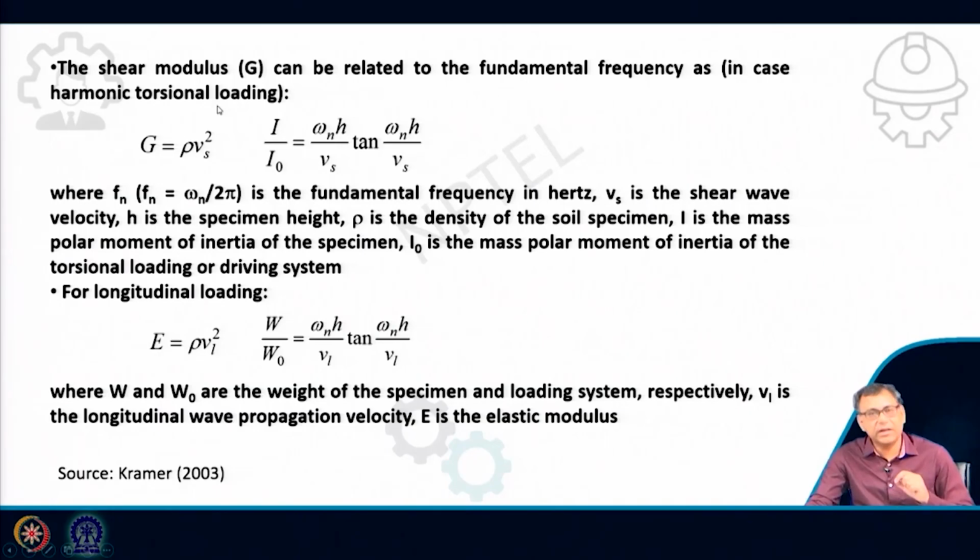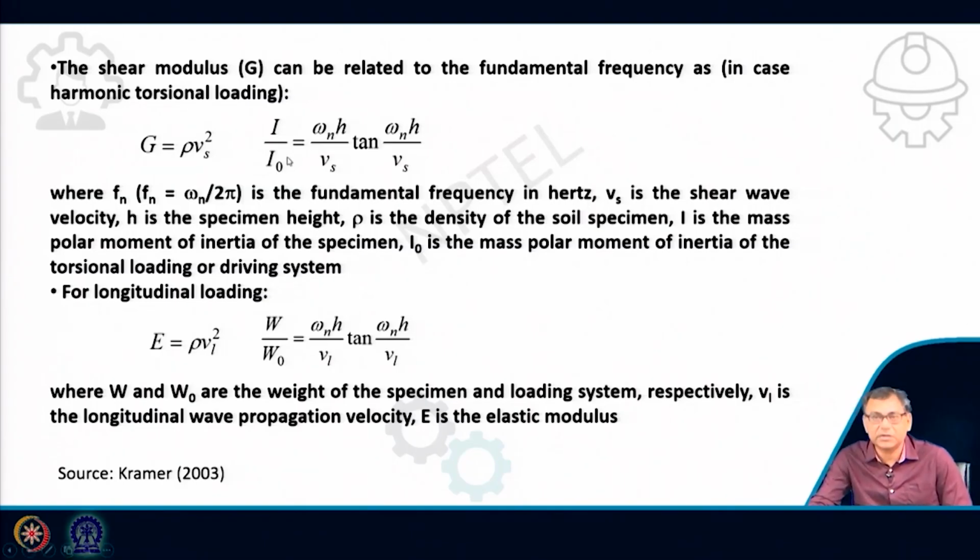And then we will determine the shear modulus if the torsional harmonic load is applied, or we will get the elastic modulus if the longitudinal loading is applied. Now, how will we get that? We get it by using this expression: G equals rho Vs squared. That means we should know rho, the density of the soil, and Vs, the velocity of the shear wave of the soil.